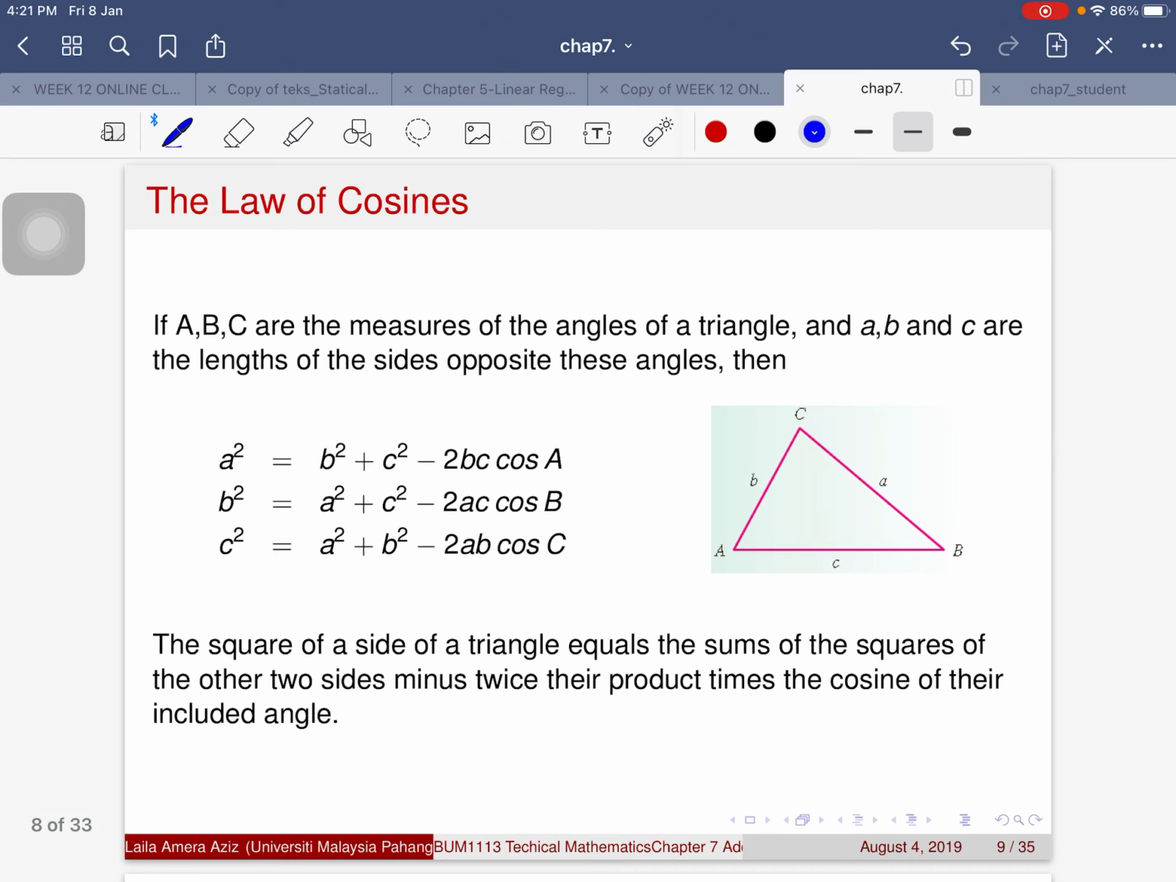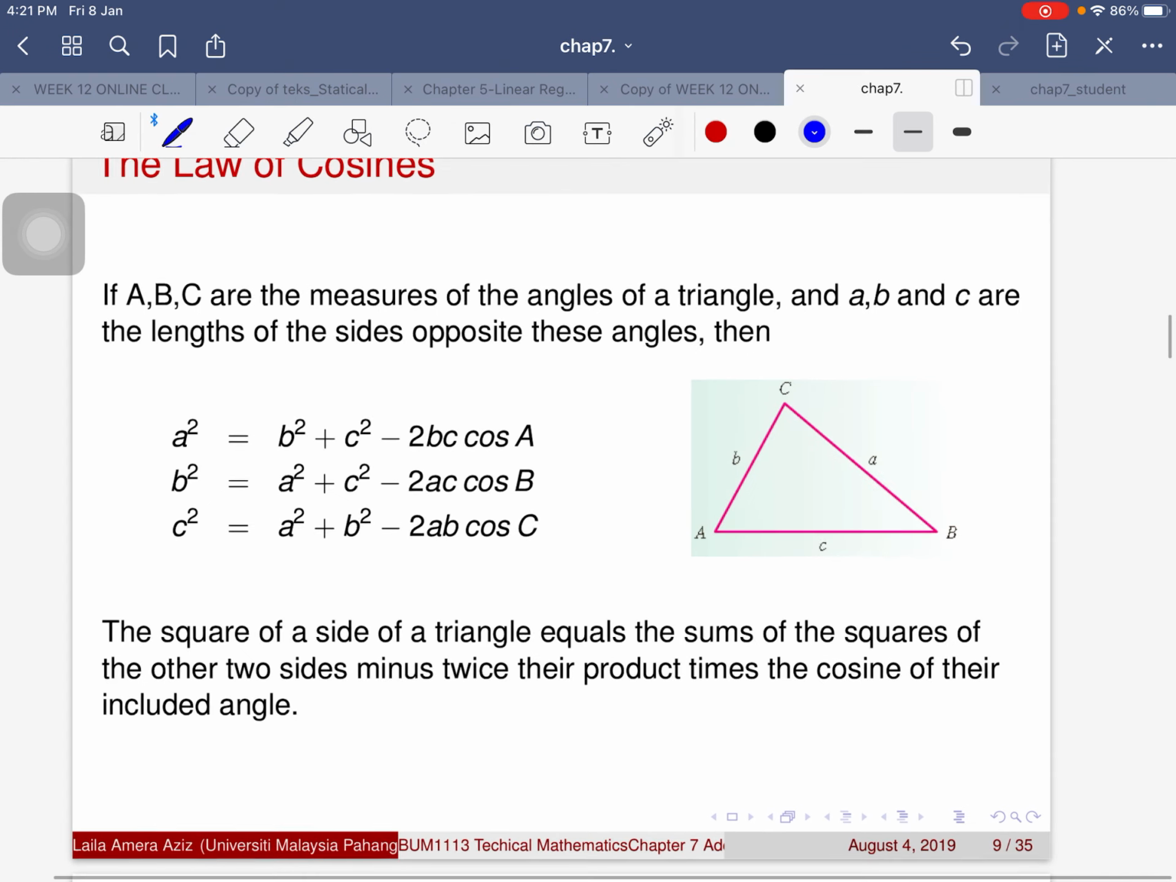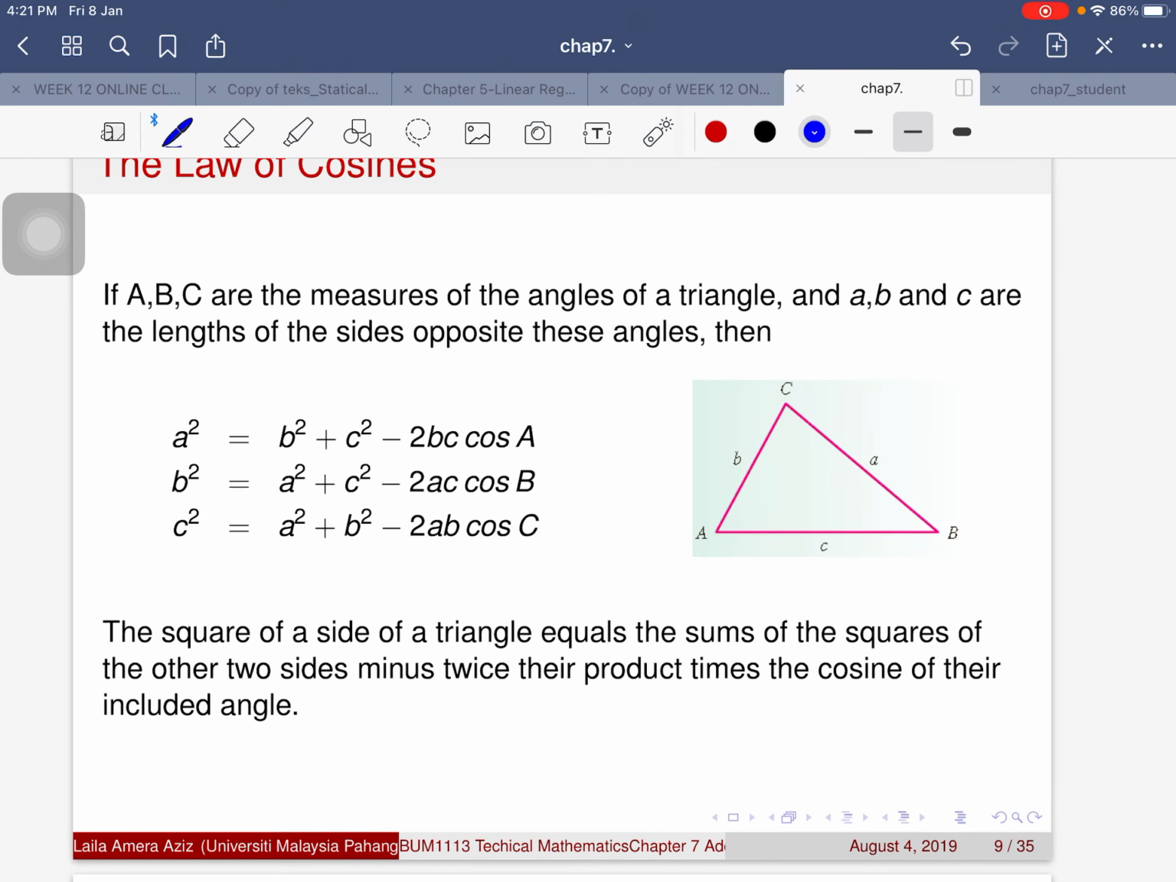Okay, so now we can have a look at the law of cosines. The law of cosine states that if A, B, C are the measures of the angles of a triangle and a, b, c are the lengths of the sides opposite these angles, it's the same position as what we have seen for the law of sine. If this is an angle of capital C, opposite from it is the length of small c. If this is our angle of capital A, across from it is the length of a. And if this is an angle of capital B, across it is the length of b.